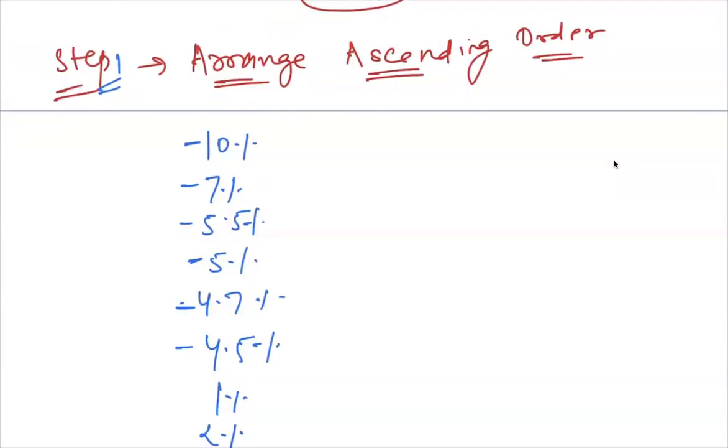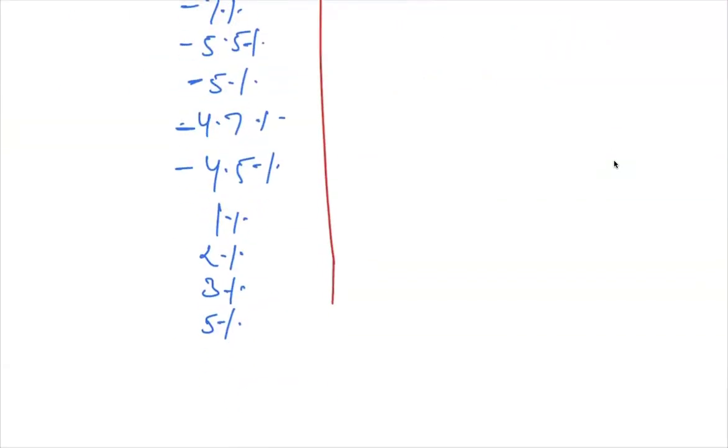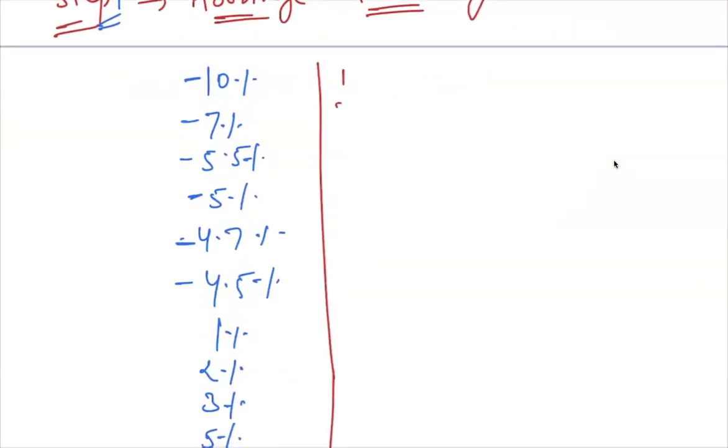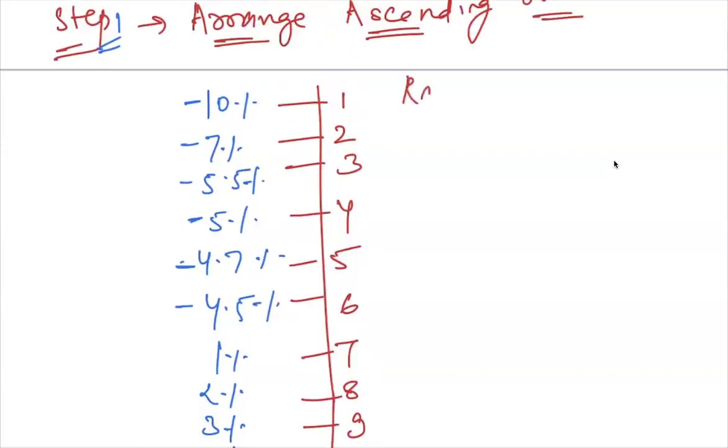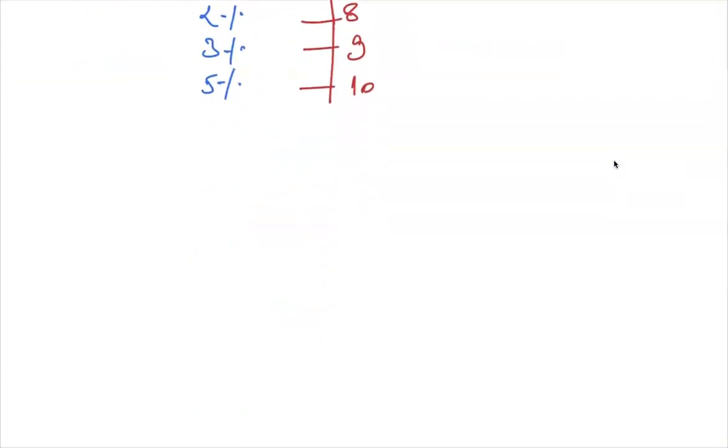Now we provide ranks 1, 2, 3, 4, 5, 6, 7, 8, 9, 10. These are the ranks. Now, if you remember, the next step was to select the confidence interval.